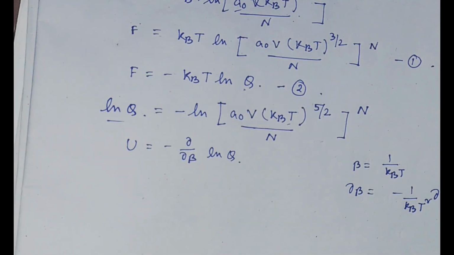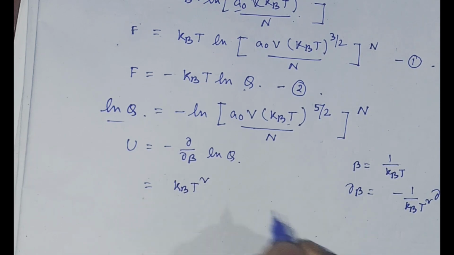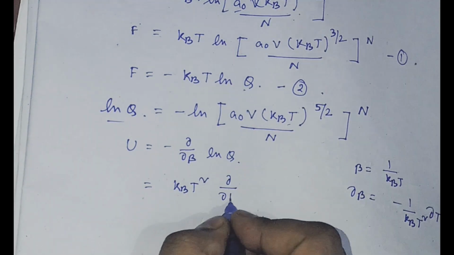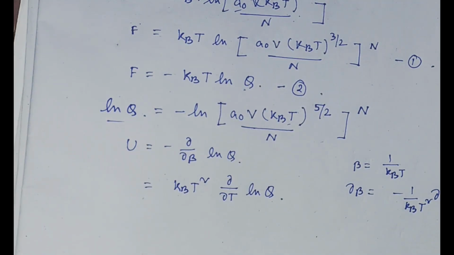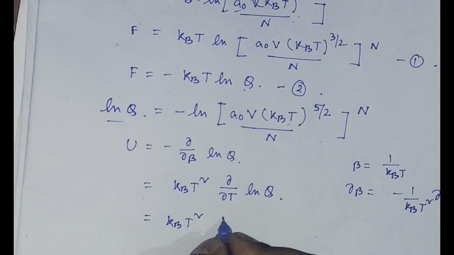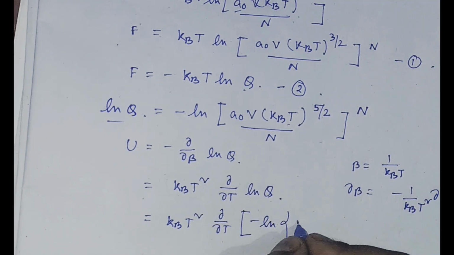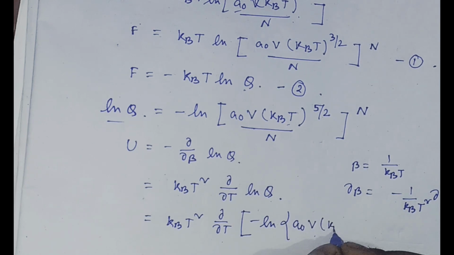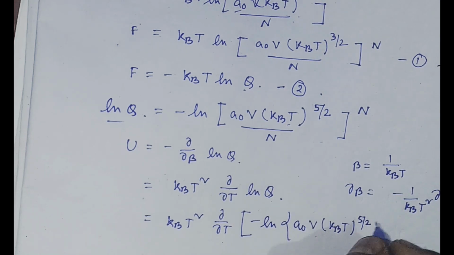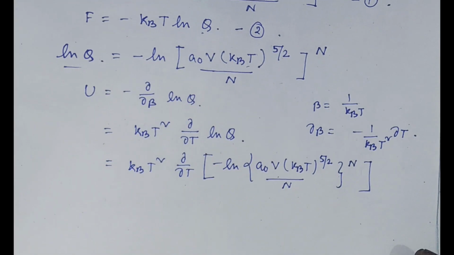Okay, now substitute this, so you can write minus del beta of ln Q equals kB T squared del T of ln Q. Now it's comfortable for calculating. Good. Now just a simple derivative: kB T squared del T, and put this value, so minus ln of (A0 V kB T) whole to the power 5/2 by N, and this is N. Okay, now I will make the derivative calculation.